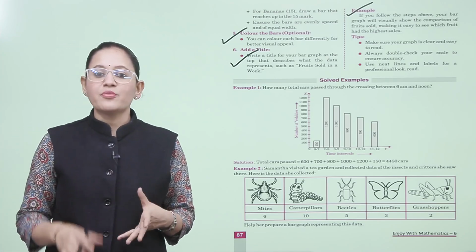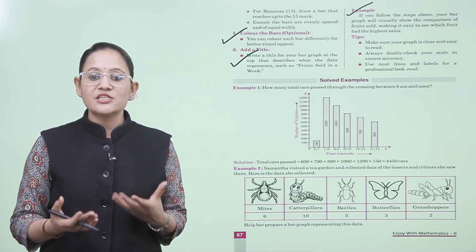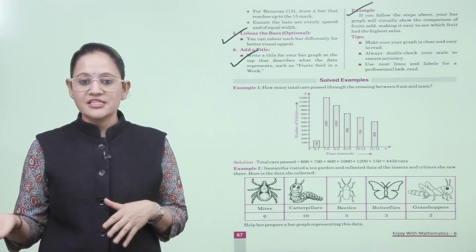if you follow the steps above, your bar graph will visually show the comparison of the fruit sold, making it easy to see which fruit had the highest sale.